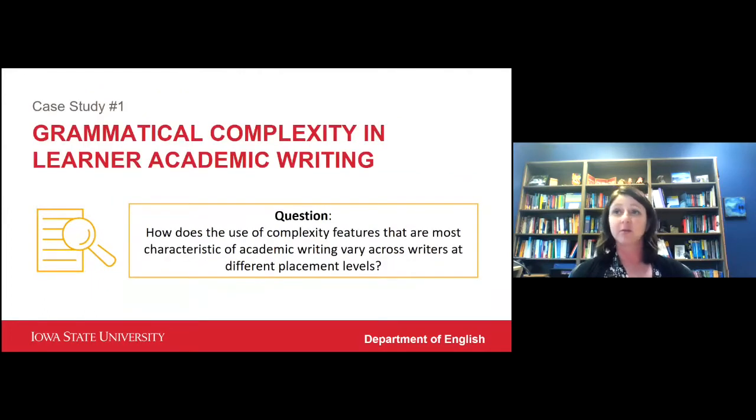The question that I'm posing here is focusing on the idea of grammatical complexity, and it asks the question, how does the use of complexity features that are most characteristic of academic writing vary across writers at different placement levels? And for me, this is a very common type of question that's asked in learner research, where we have learners who might be at different proficiency levels or placement levels, and we want to be able to explain how does their language differ across those levels.